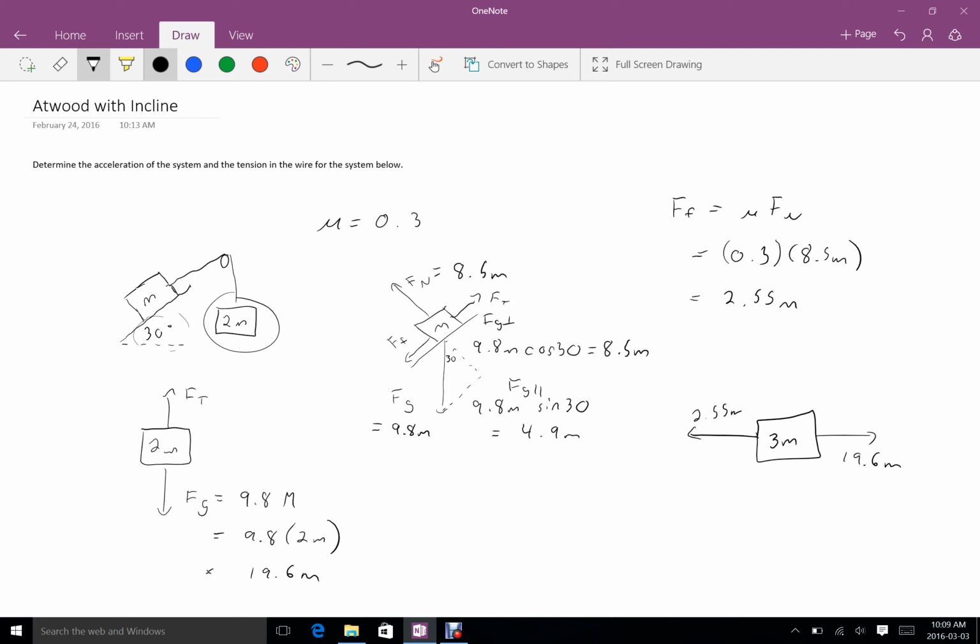and I've got 2.55 m from the force of friction and 4.9 m from the force of gravity that's parallel to the plane, pulling it back. I'm going to call this direction positive, so that makes both of these guys negative. And now I can find my net force.